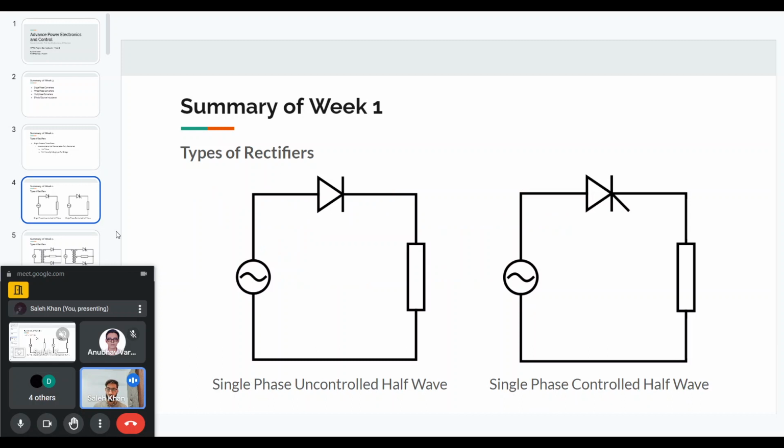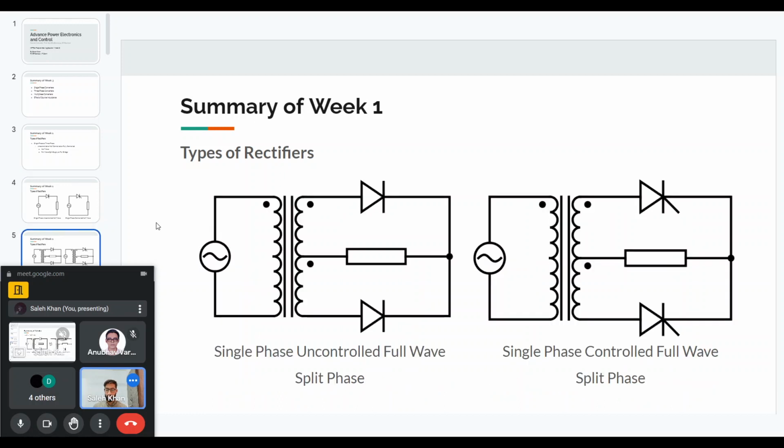First of all, start with the single phase half wave rectifiers. On the left is the uncontrolled rectifier using a diode, and on the right is a controlled one using a thyristor. These are half wave because they only convert the positive half cycle of the supply voltage. Then we can have full wave rectifiers.